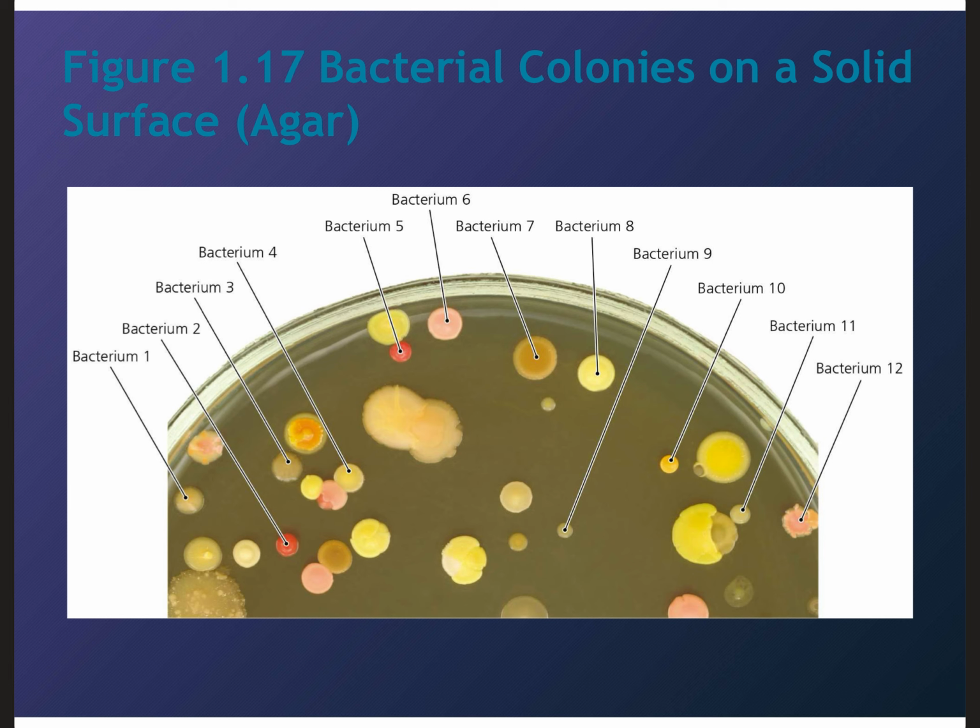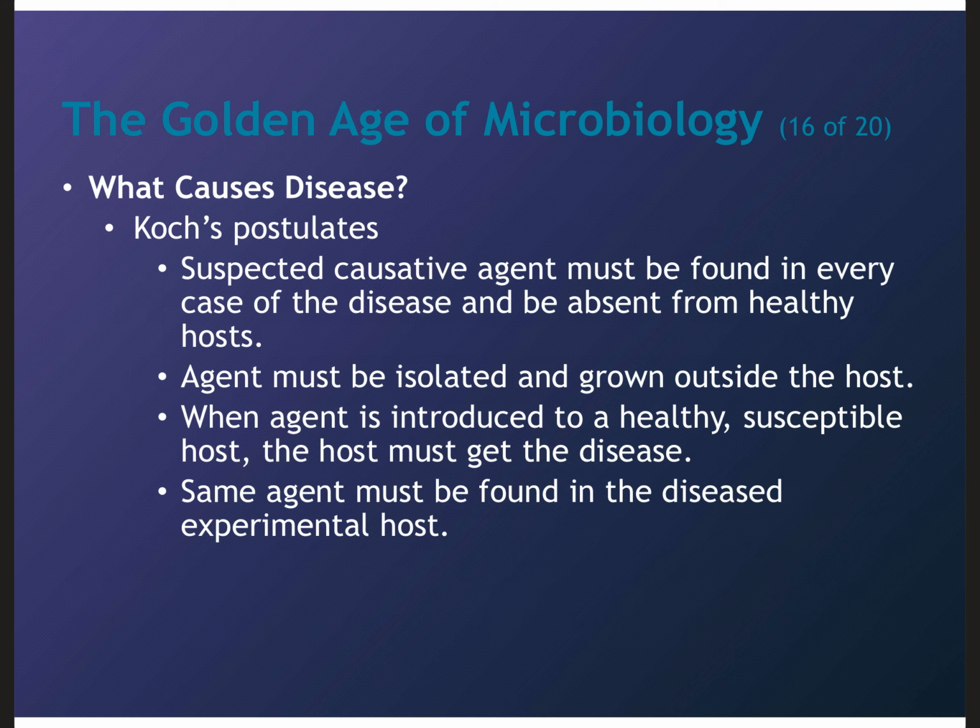So here we can see bacterial colonies growing on a petri dish. All of these are different bacteria, right? Even the ones that look like they're the same color. These are bacterial colonies on here. They could be different bacteria, they could be the same bacteria. There's lots of different things that go on there.